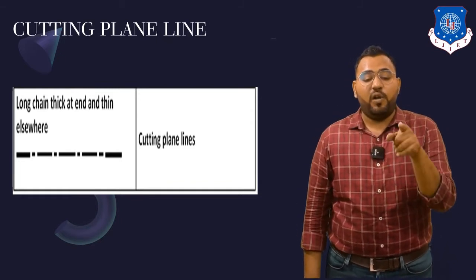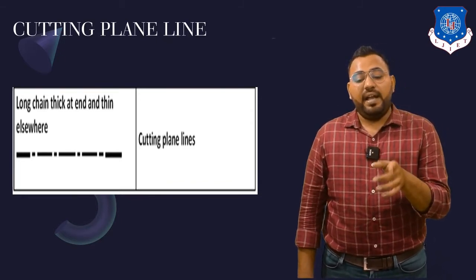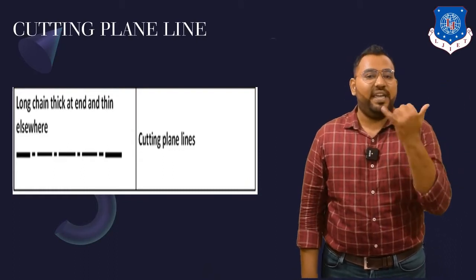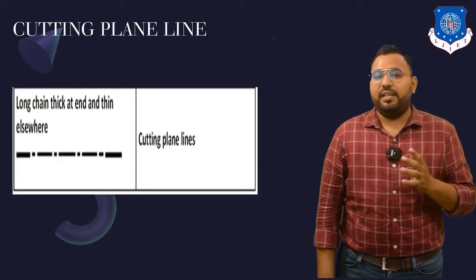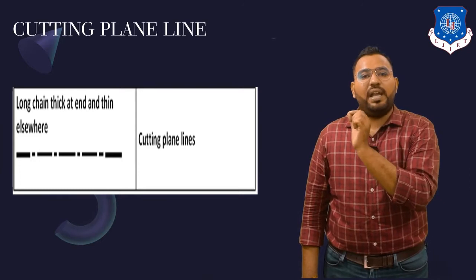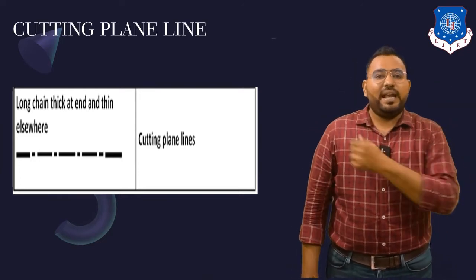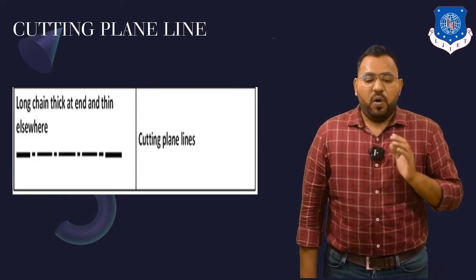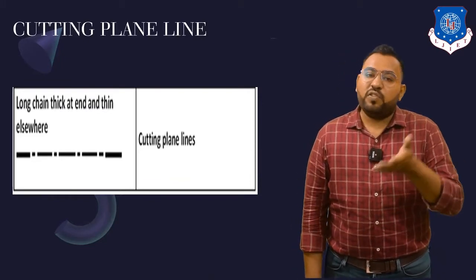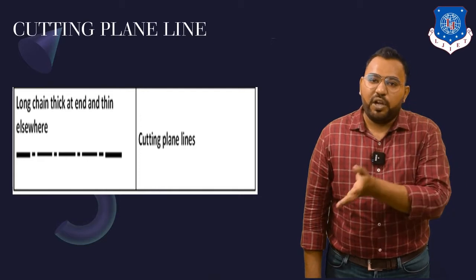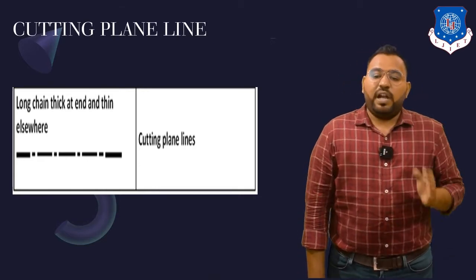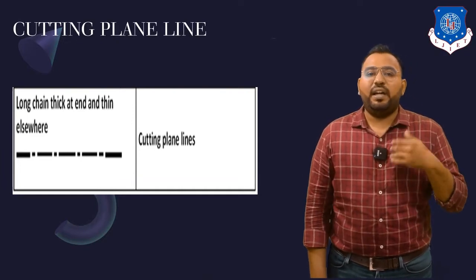So that's why it is written: long chain thick at end and thin elsewhere. So your starting part and ending part must be thick and the other part will be thin. Starting big line and ending big line must be darker. Okay, so cutting plane line is used for showing the cutting. Whenever you see this kind of symbol in a particular drawing, that means this object is going to be cut from there.